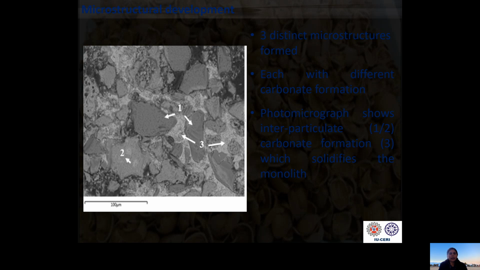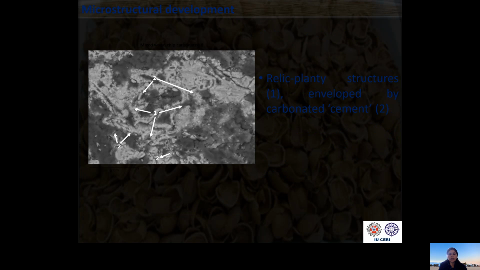These are some microstructural development micrographs. One micrograph shows 3 distinct microstructures, including carbonate formation. Here we can see the interparticulate carbonate formation, which solidifies the monolith in one of our monolithic materials. This microstructure shows relic plantae structures, and these are enveloped by carbonated cement.